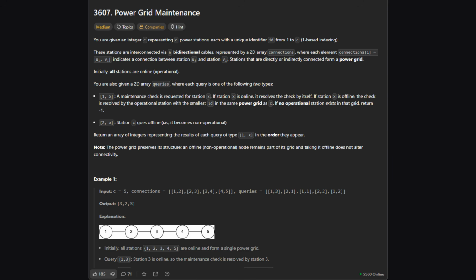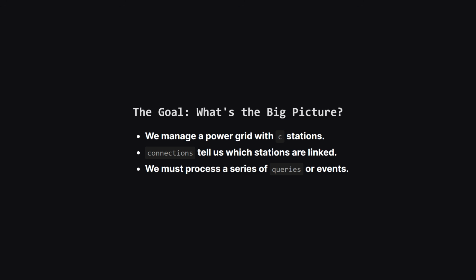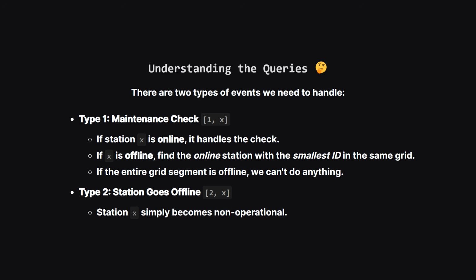We're given a visual representation of the problem, but let's talk through what it all means. So at a high level, we're in charge of a city's power grid. It's made up of a bunch of power stations, all linked together by cables. Our main job is to process a list of events, which the problem calls queries, that happen over time. These events come in two main flavors.